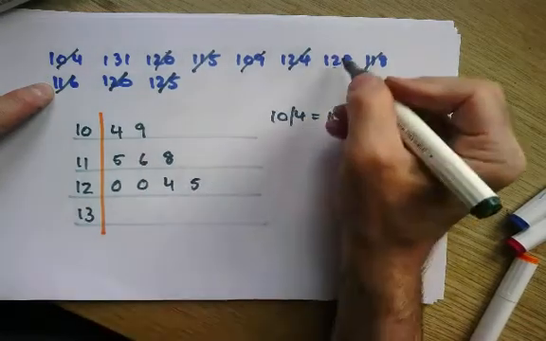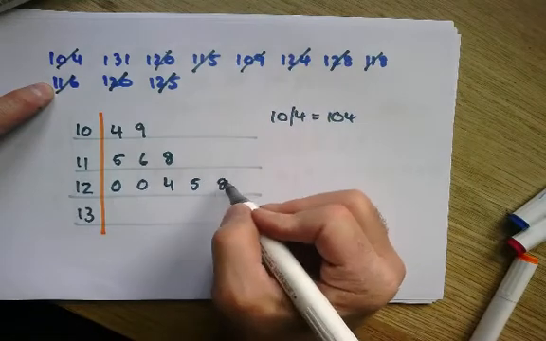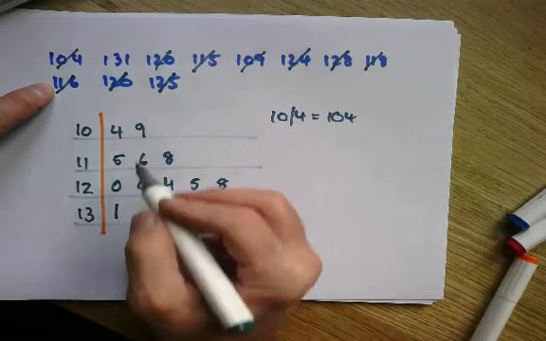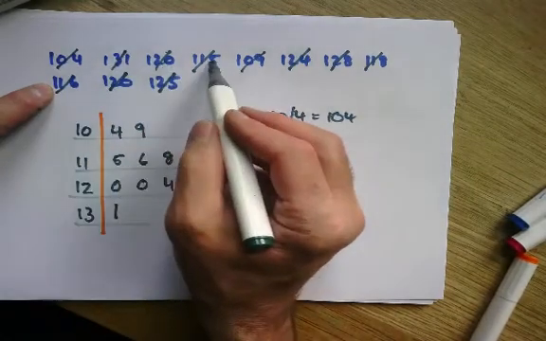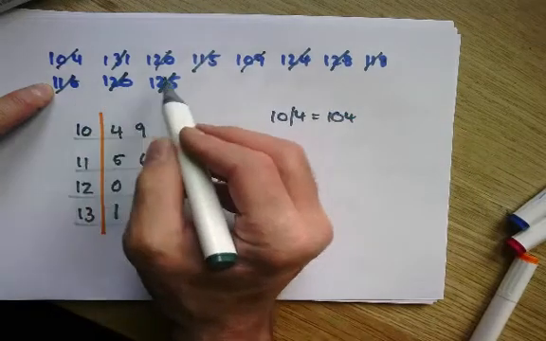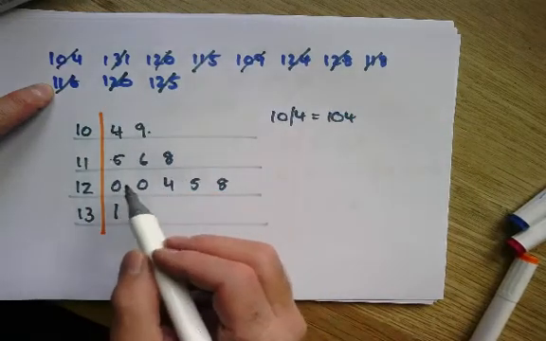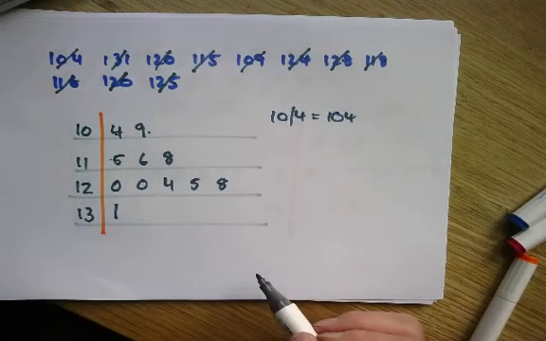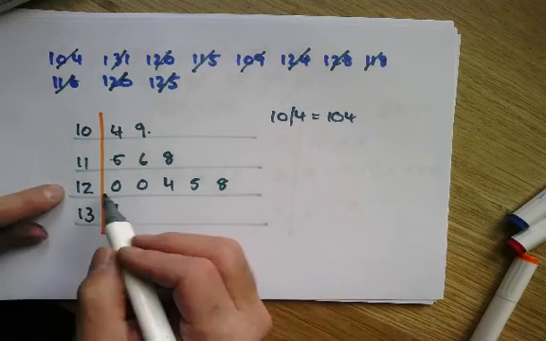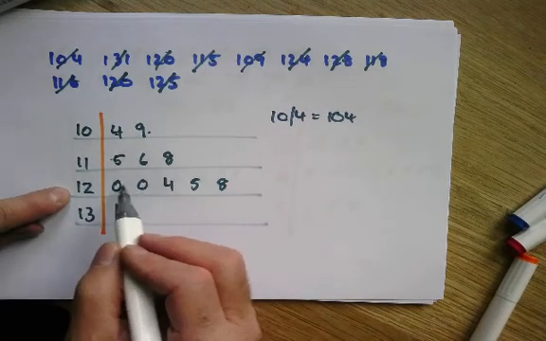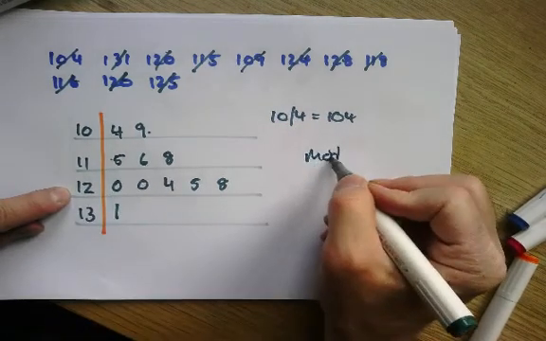1, 2, I've got a 4, 5. So if you do like I've just done there, it's a real safety check to make sure you've done it right. 1, 2, 3, 4, 5, 6, 7, 8, 9, 10, 11. 1, 2, 3, 4, 5, 6, 7, 8, 9, 10, 11. Boom.